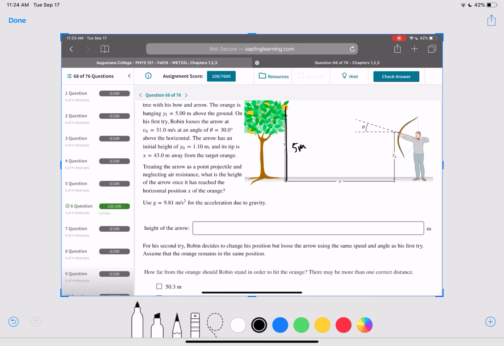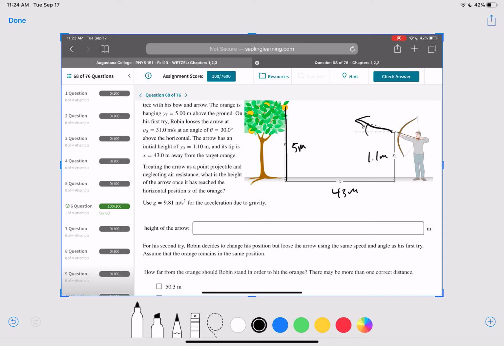On the first try, Robin shoots the arrow at an initial velocity of 31 meters per second at an angle of 30 degrees above the horizontal. The arrow has an initial height, y0, of 1.1 meters, and the tree is 43 meters away. Treating the arrow as a point projectile and neglecting air resistance, what is the height of the arrow once it reaches the horizontal position x of the orange?